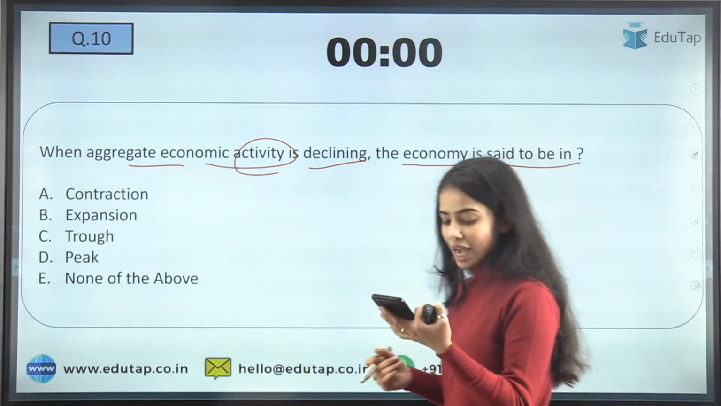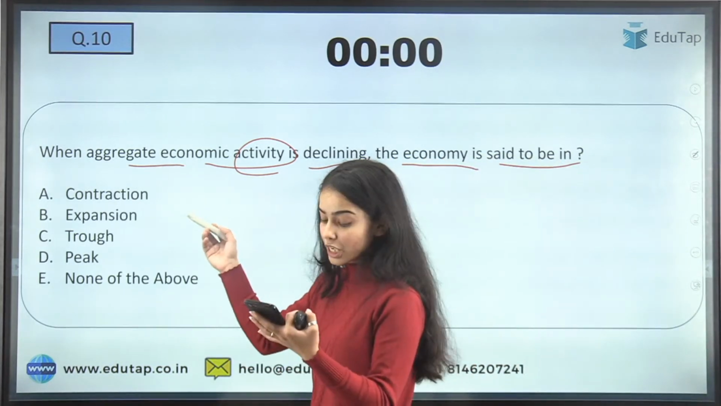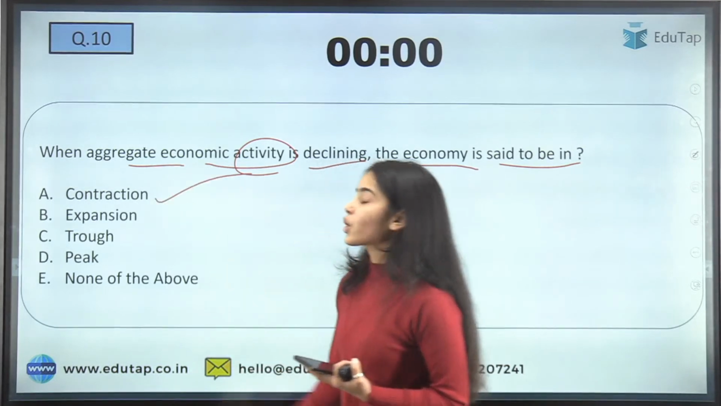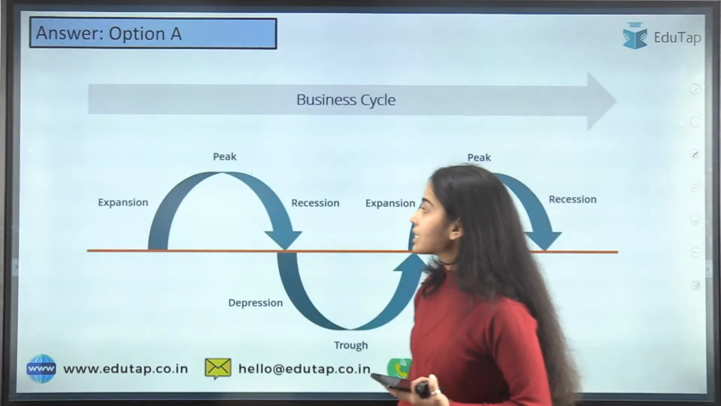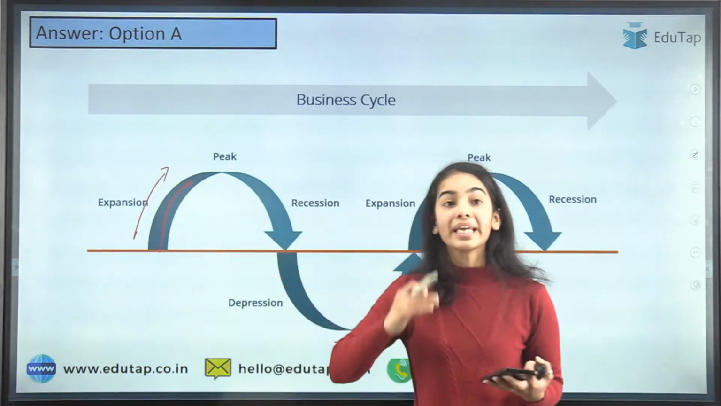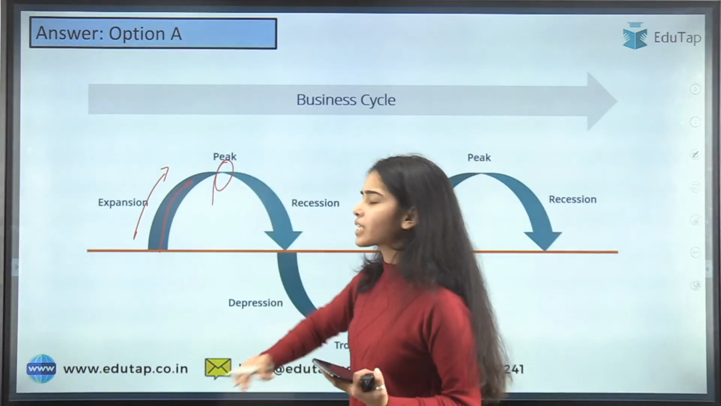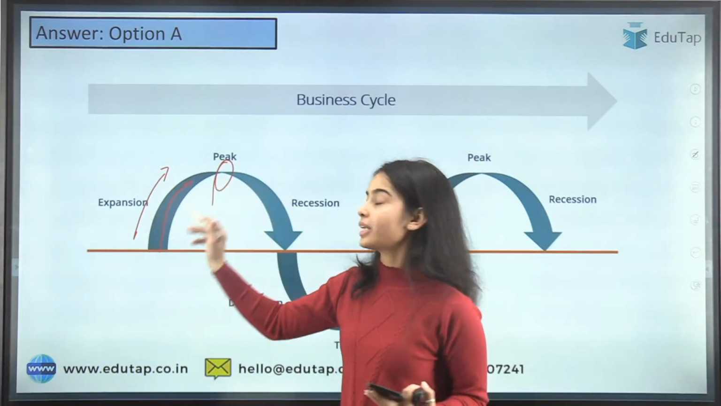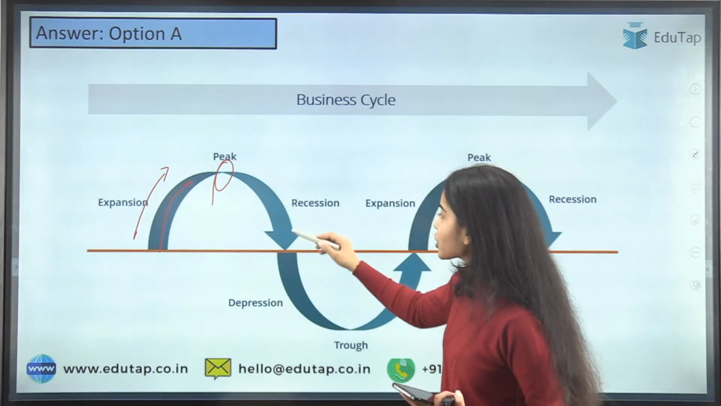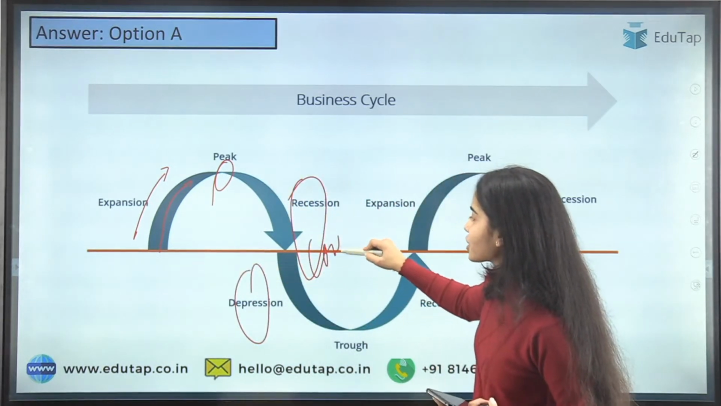Okay, so I have got the answer from Vivek, Vinayak, Anupma, Nakul, Nilesh. So the right answer is contraction. Okay, so here you can see that when the economic activity is rising, it is expansion. When it is at the highest point, you have achieved full employment, it is at the peak, then the recession and the depression start, and the recession and depression is the contraction phase.